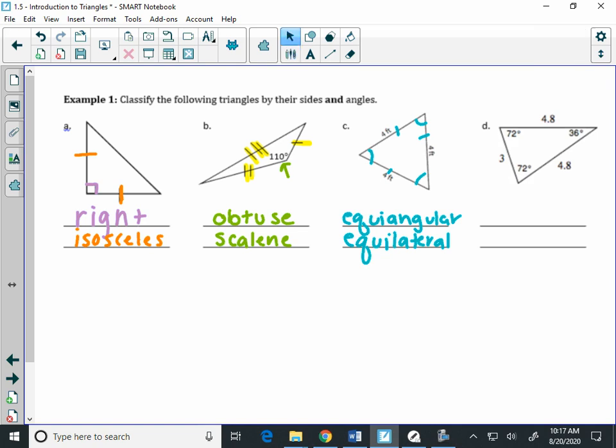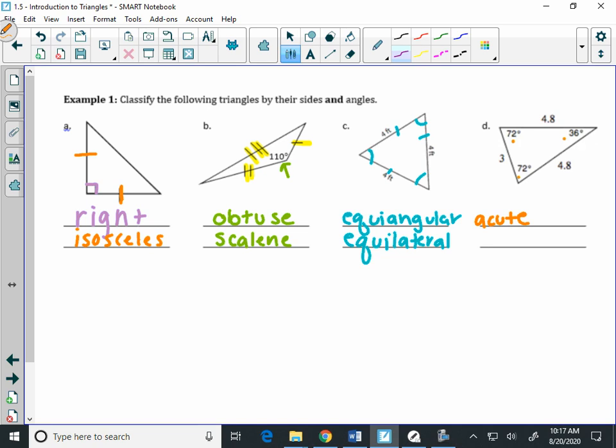If we take a look at the last one, all 3 angles are less than 90. All 3 angles are acute, therefore it is an acute triangle, but they're not all 3 the same. So that's why it's not equiangular, it's just acute. 2 of them are the same. Sorry, my smartboard doesn't want to write at this end of the board. Okay, so that's an acute triangle.